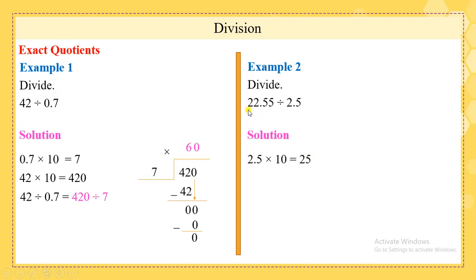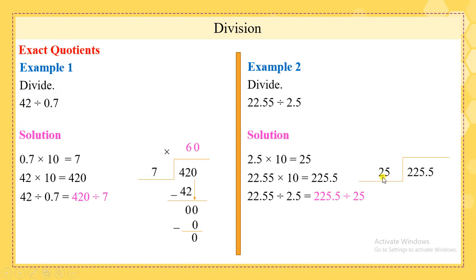The same step will be done on the dividend. It will be multiplied by 10. The dividend will become 225.5. Our division operation is now 225.5 divided by 25. Let us arrange these two numbers and begin the division.